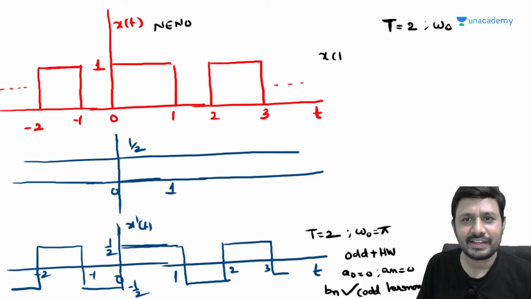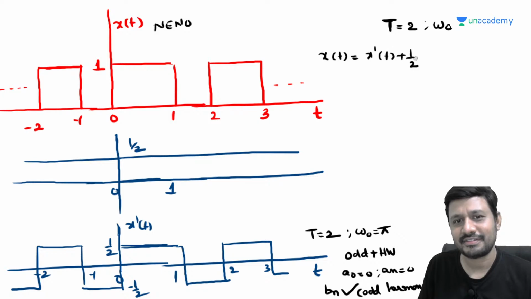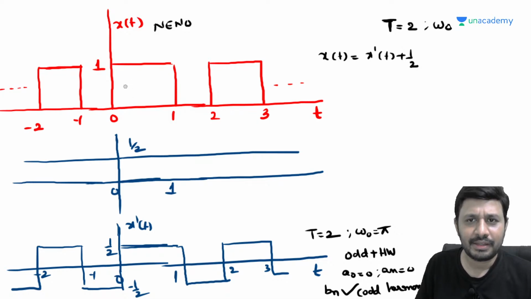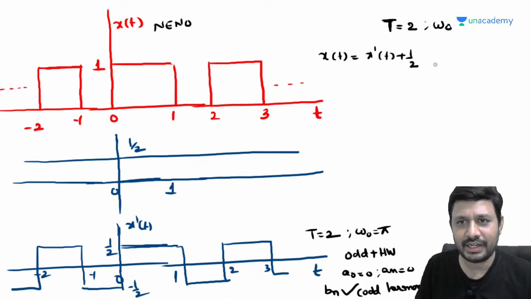X of t is nothing but x dash of t plus half. If I add a DC signal half to x dash of t, I'll get x of t. Means there is only DC shift. Remember, there is only DC shift. Rest of the terms must be same.